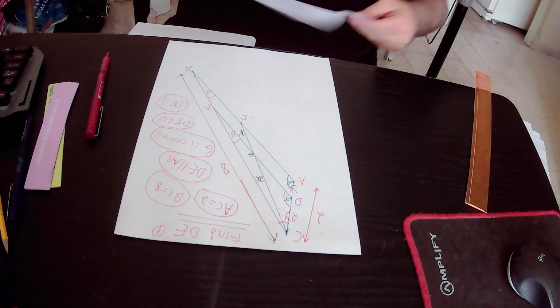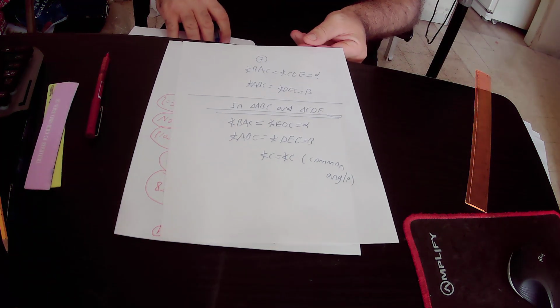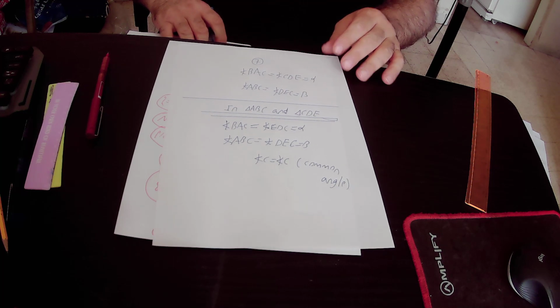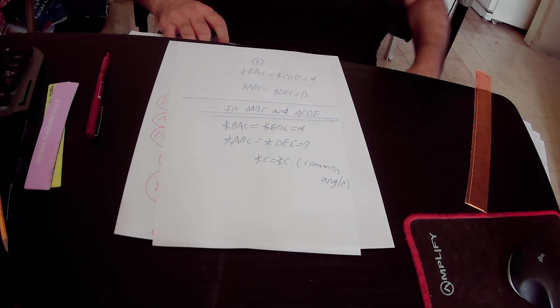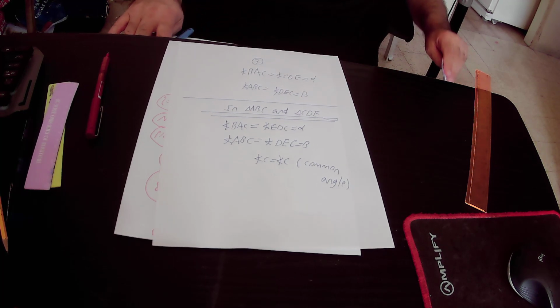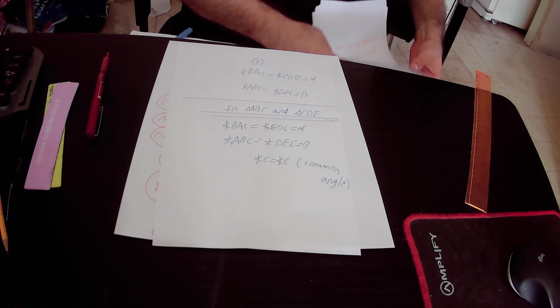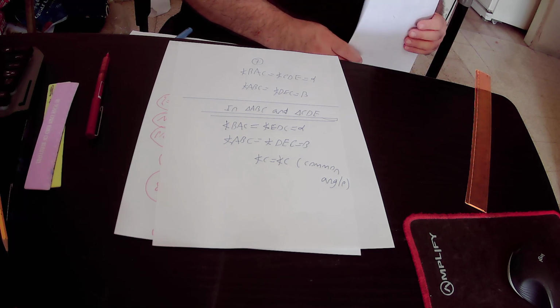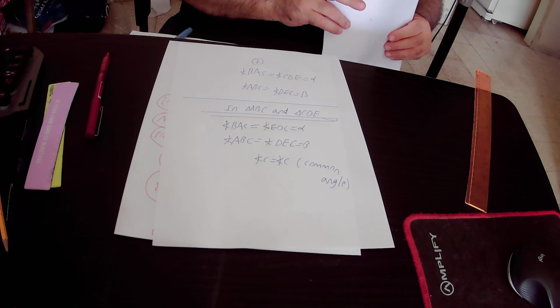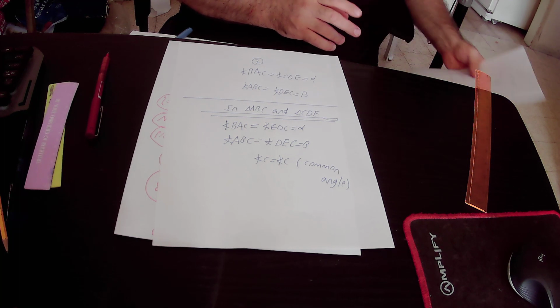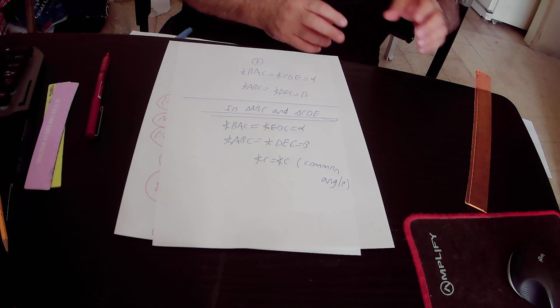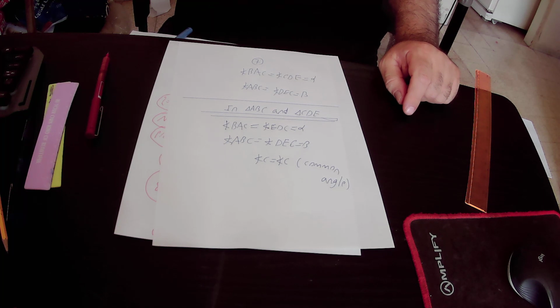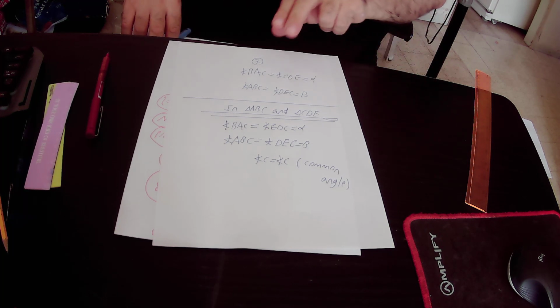Okay, angle C equals angle C. So we found out that all the angles of triangle ABC are equal to all the angles of triangle CDE. Therefore, we proved that triangle ABC is similar to triangle CDE according to the angle rule. So I'll write it down.